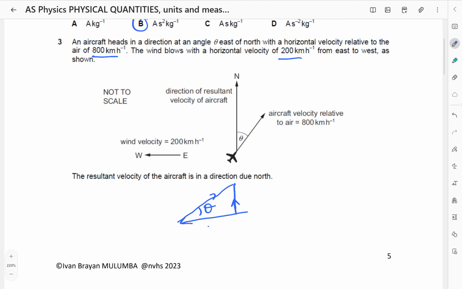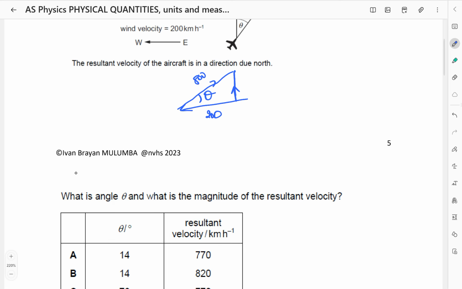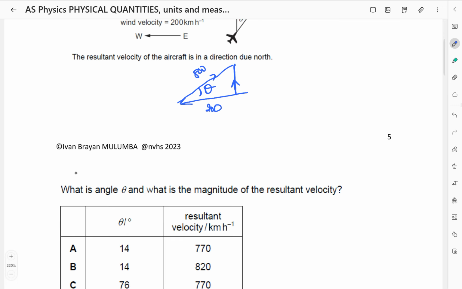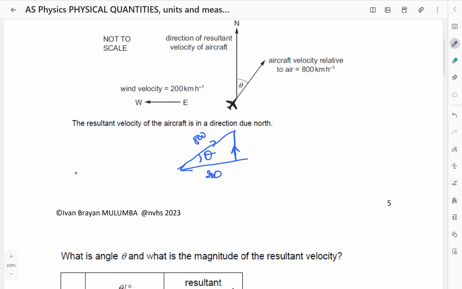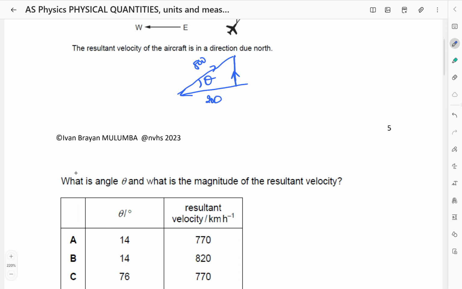So this one is 200 and this one is 800. So the question is, what is the angle theta and what is the magnitude of the resultant? Of course, for the resultant, I will just use Pythagoras theorem because one of the vectors is in the horizontal, the other one is in the vertical. So I'll say the resultant is simply going to be the square root of 800 squared minus 200 squared.